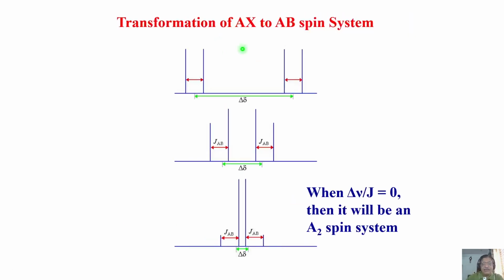Okay. This is a clear example of how AX will become AB. But nevertheless, the separation between any two outer lines, you take this or this, always gives you the J coupling, irrespective of the strength of coupling. I told you, whatever the extent of strong coupling, it doesn't matter. The outer two lines, this separation always gives JAB. J coupling is easy to extract. The only thing is, chemical shift you can't get individually, you only get the difference.